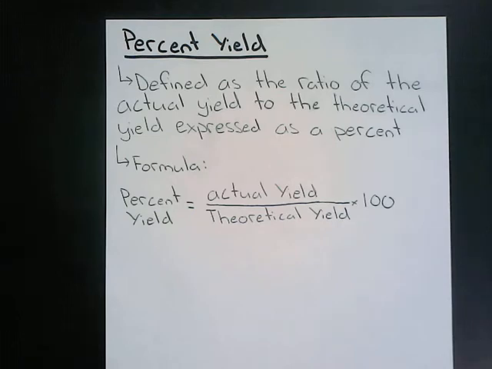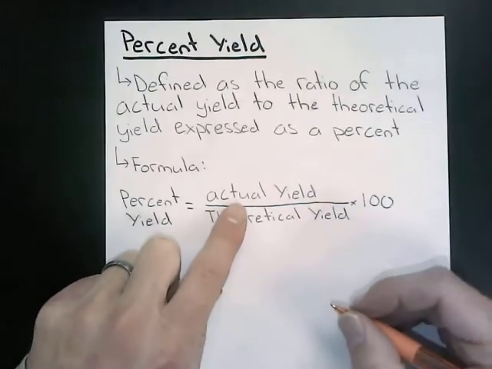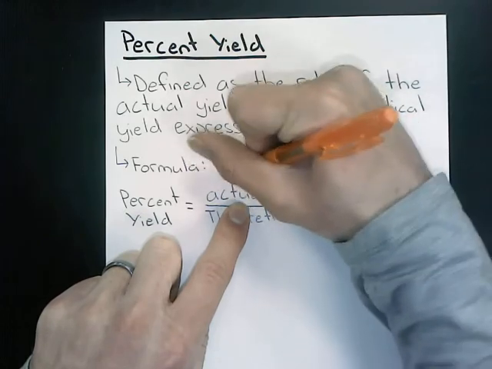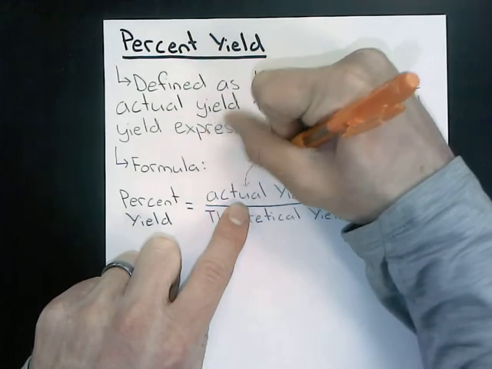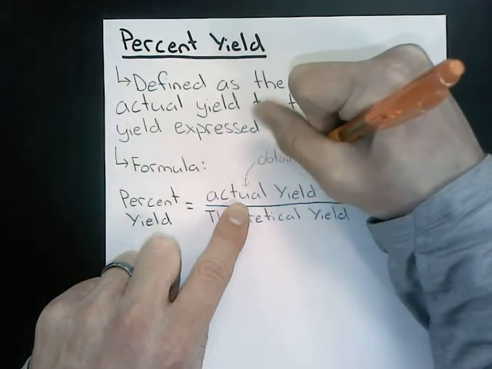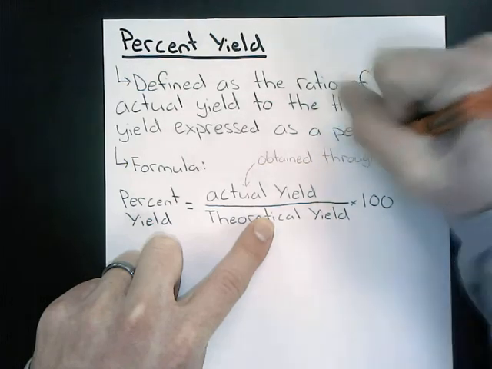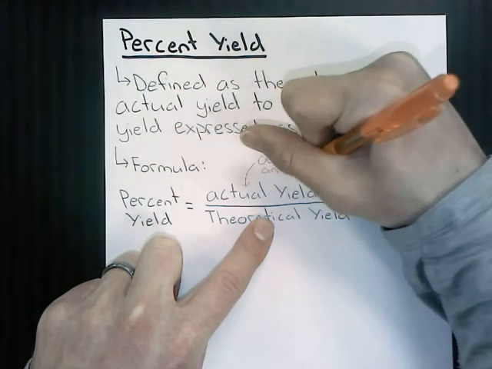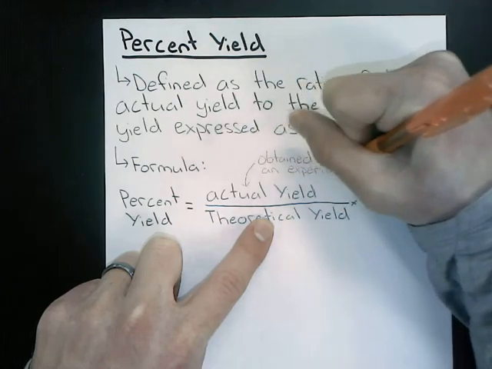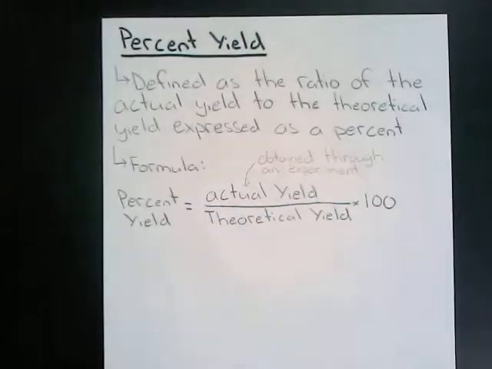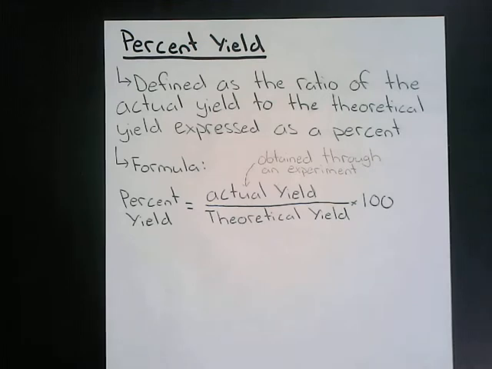Now I want to make one quick note here, and that is this. The actual yield is obtained through an experiment. So we actually are in the lab and we get this value of the actual yield from the data that we collect in a lab experiment. What we can do with this is we can know how efficient a reaction is in producing a desired product.